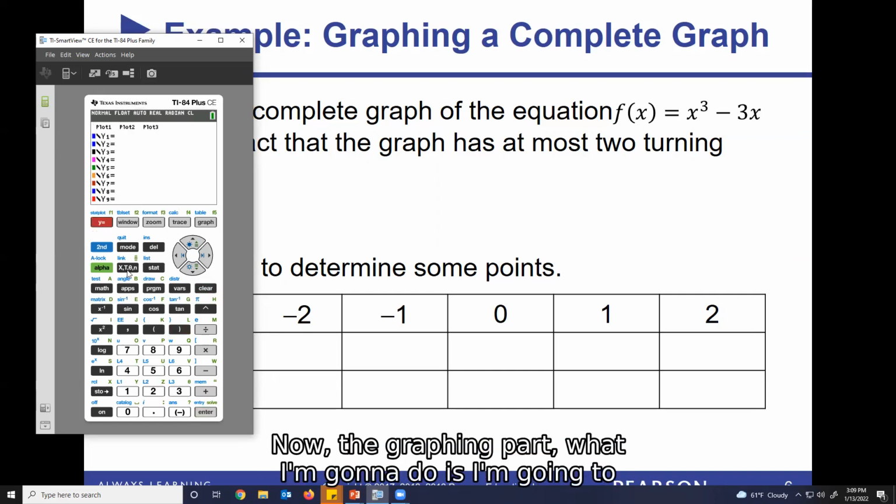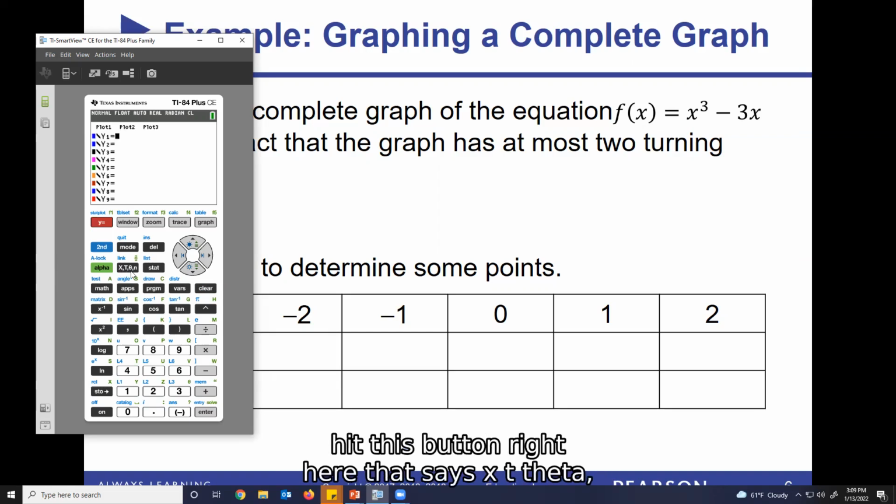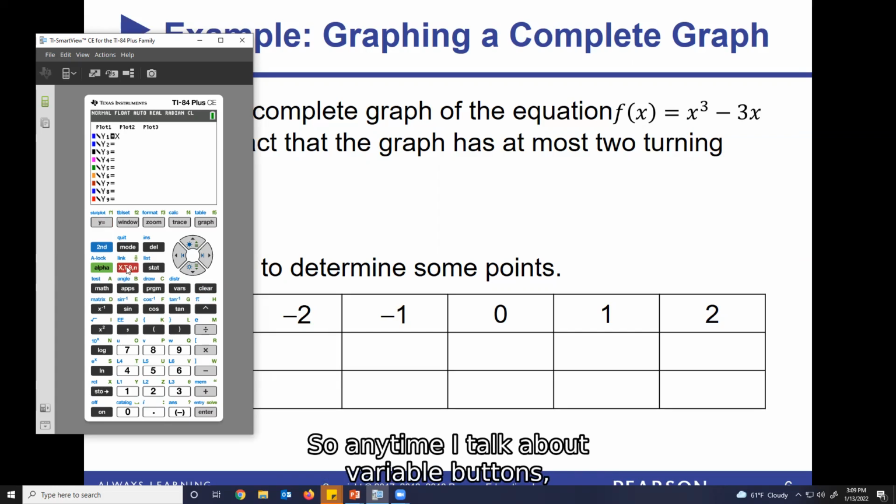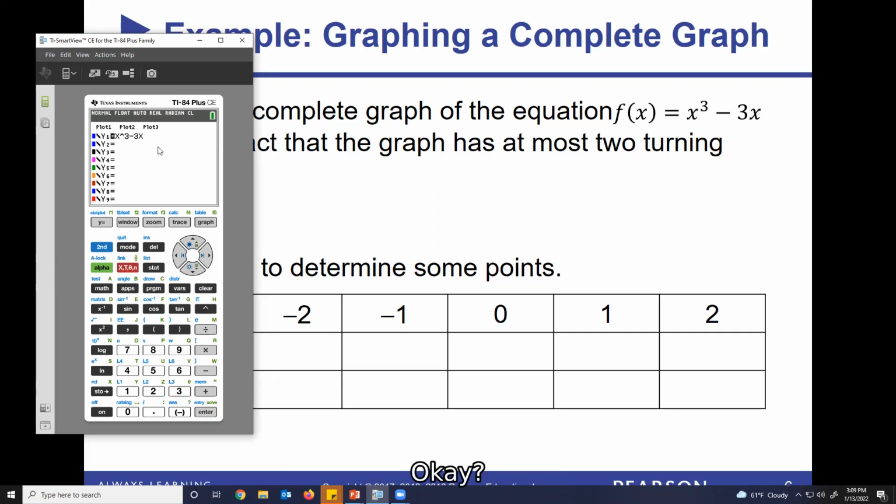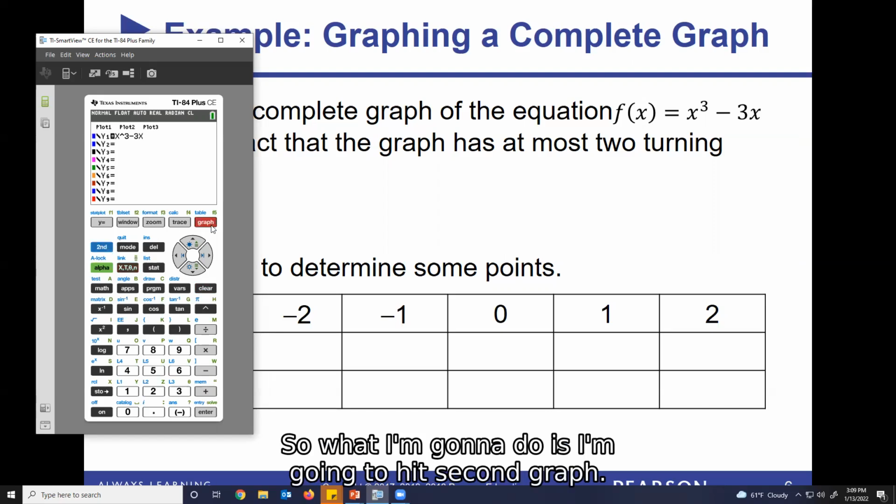In the graphing part, I'm going to hit this button right here that says X,T,theta,n. That's going to be my variable button. Anytime I talk about variable buttons, that's what I mean. I'm going to raise it to the third power, and then subtract 3 and then x. Now, I'm not actually going to look at the graph just yet because I don't want to eyeball anything. I want exact answers. So I'm going to hit second graph.